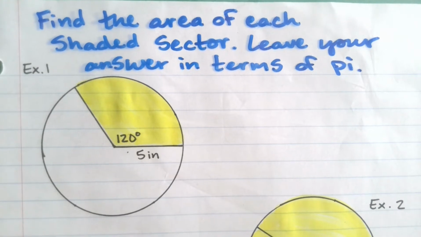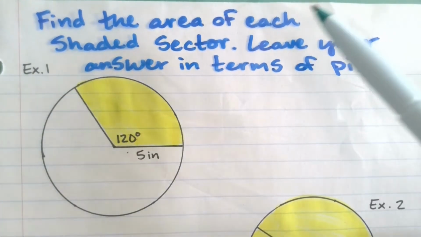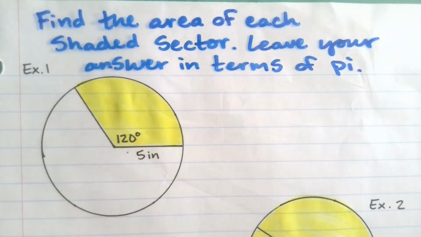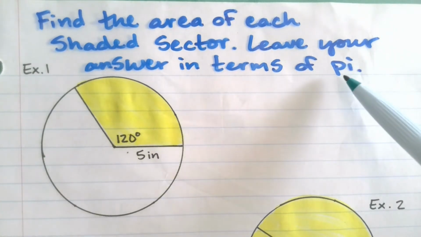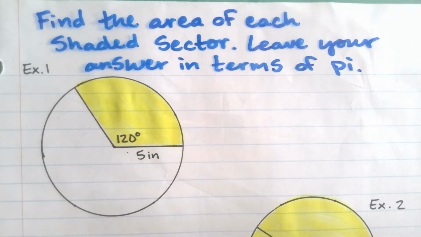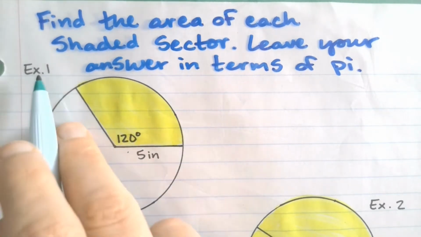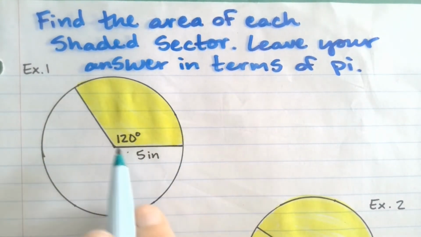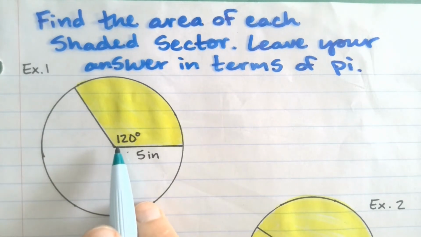Okay, let's look at some examples. For all of these, we're going to find the area of the shaded sector, and we are going to leave our answer in terms of pi. But remember that if you're wanting to go from in terms of pi to rounded to the nearest tenth, all you would need to do is multiply by pi and then round. So for example 1, we're looking at this sector that has a central angle of 120 degrees.